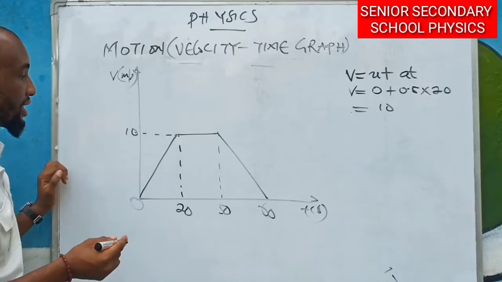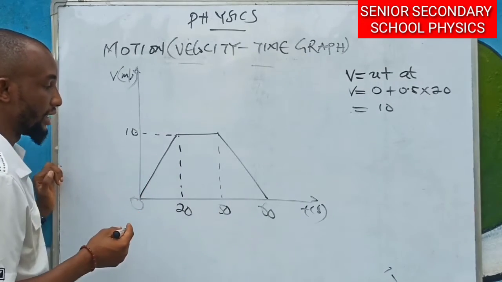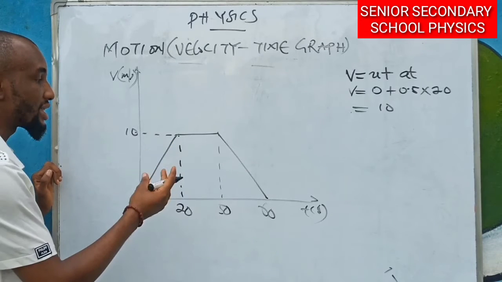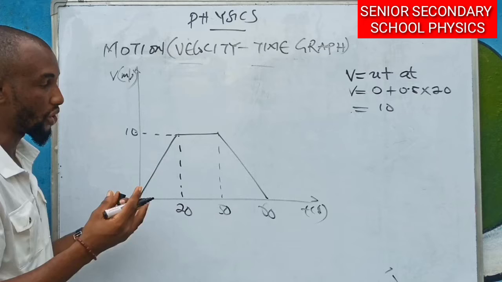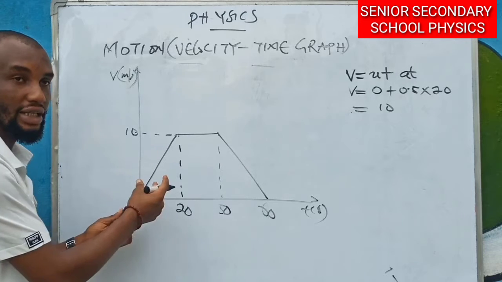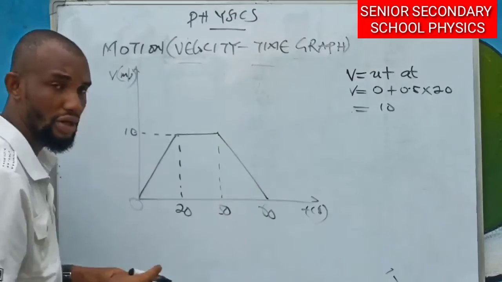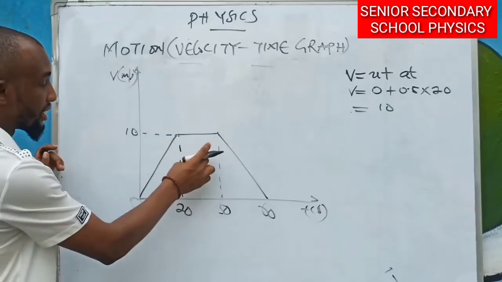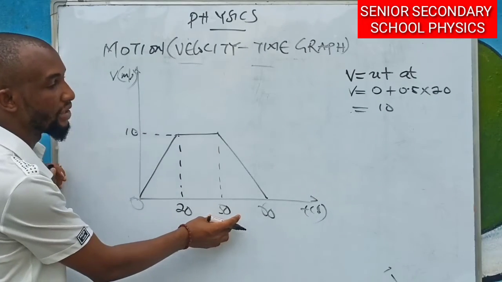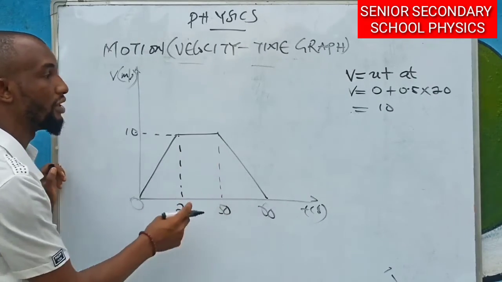Now, the total distance traveled by this train is obtained from the graph. For distance in a velocity time graph, we consider the area under the graph. And by area under the graph, we solve for the area of the figure that we have. Now, this is a trapezium. Obtaining the total distance traveled by the train means that we're going to be solving for the area of the trapezium.